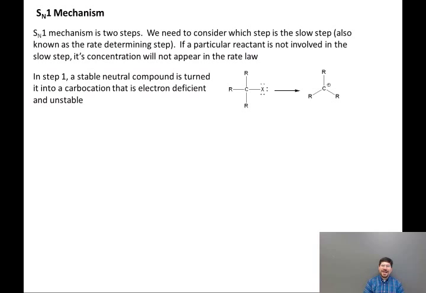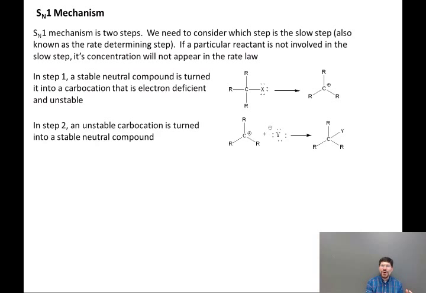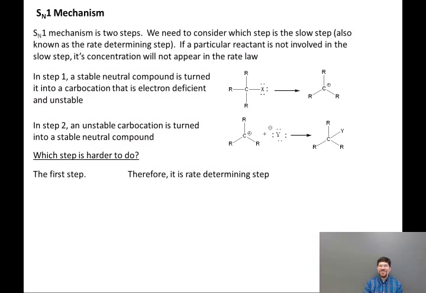Okay, so in step 1, a stable neutral compound, the alkyl halide, is turned into a carbocation that is electron deficient, only 6 electrons around carbon, and has a positive charge, and therefore I think we can safely say that it is unstable, at least relative to the starting material. In step 2, that unstable carbocation is turned into a stable neutral compound with 8 electrons around carbon, no charges on the carbon, everybody goes home happy. Which step is harder to do? First step. Therefore, it is the rate determining step.